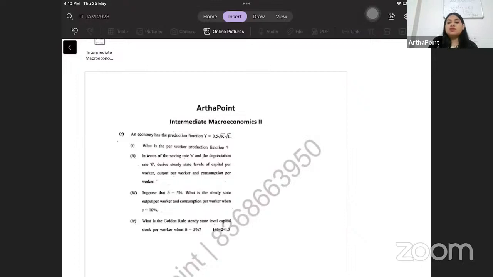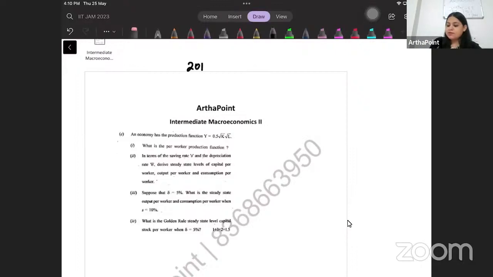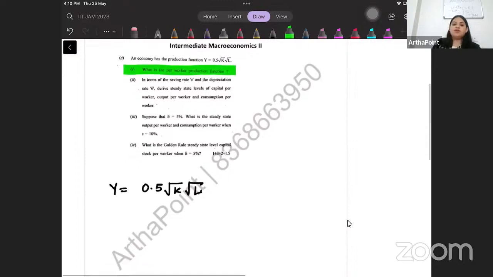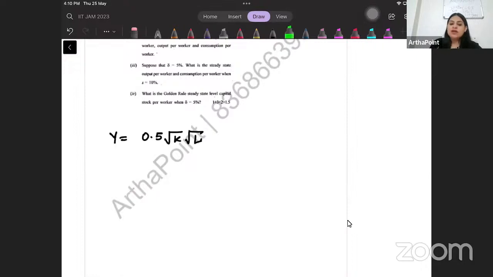Okay, paper number 2 means semester 4. And this is a question which is based on the Solow model. Let us try to see how to solve this question. This is from the 2018 paper, beta. An economy has a production function Y is equal to 0.5 root K root L. What is the per worker production function? Per worker production function means I have to divide it by L.